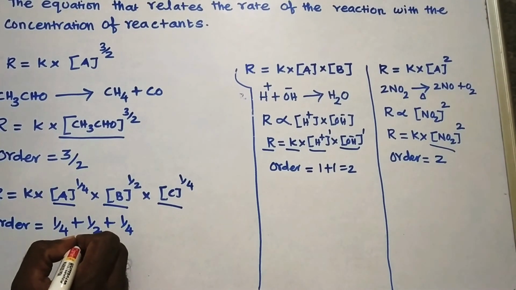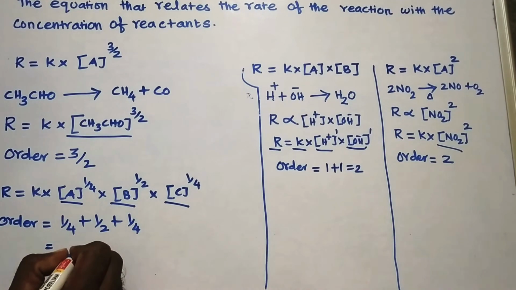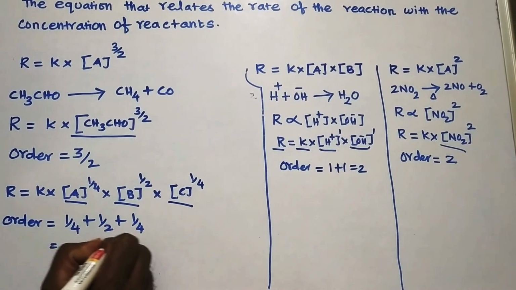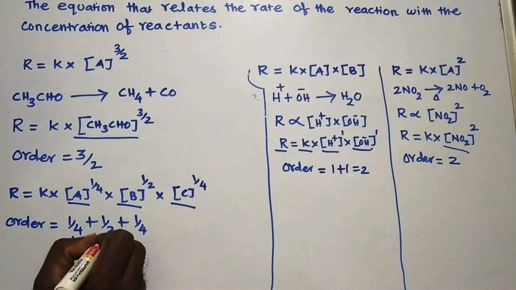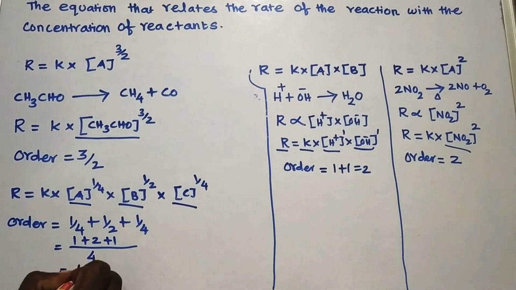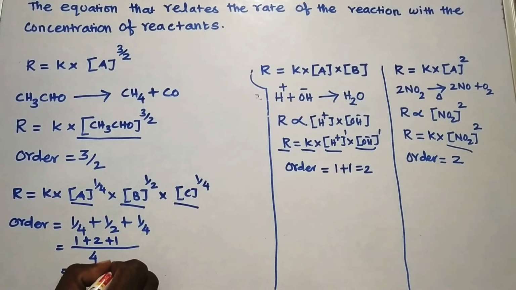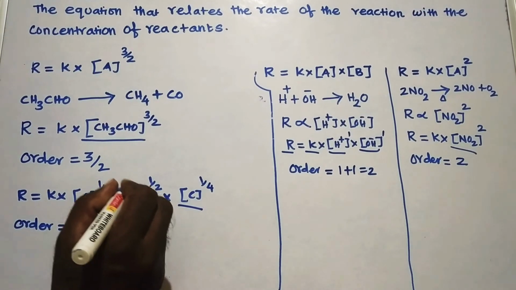Now let us take the LCM, that is equal to 4. Then this is present 1 time, this is present 2 times, and this is present 1 time, that is equal to 4 by 4, that is equal to 1. Therefore, the order of the reaction is equal to 1 for this reaction.